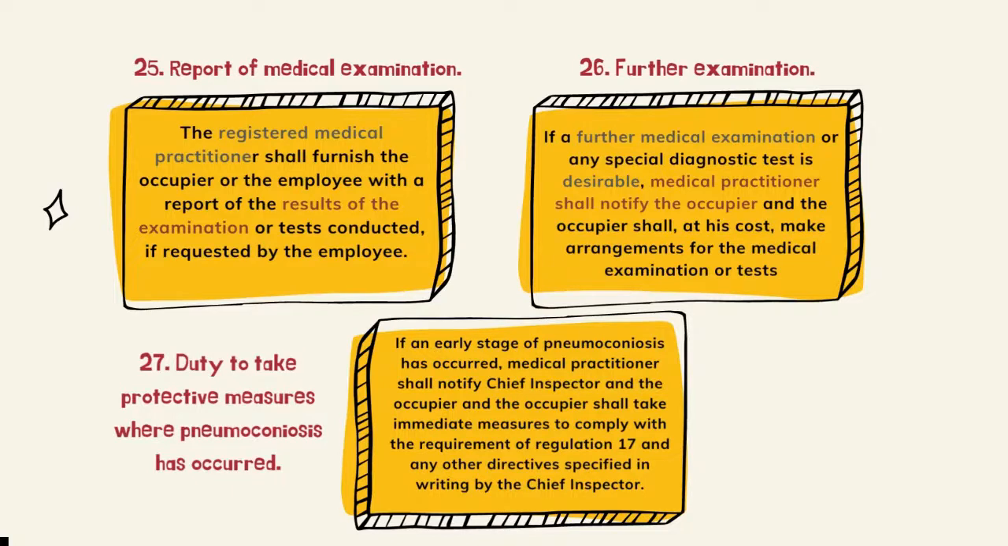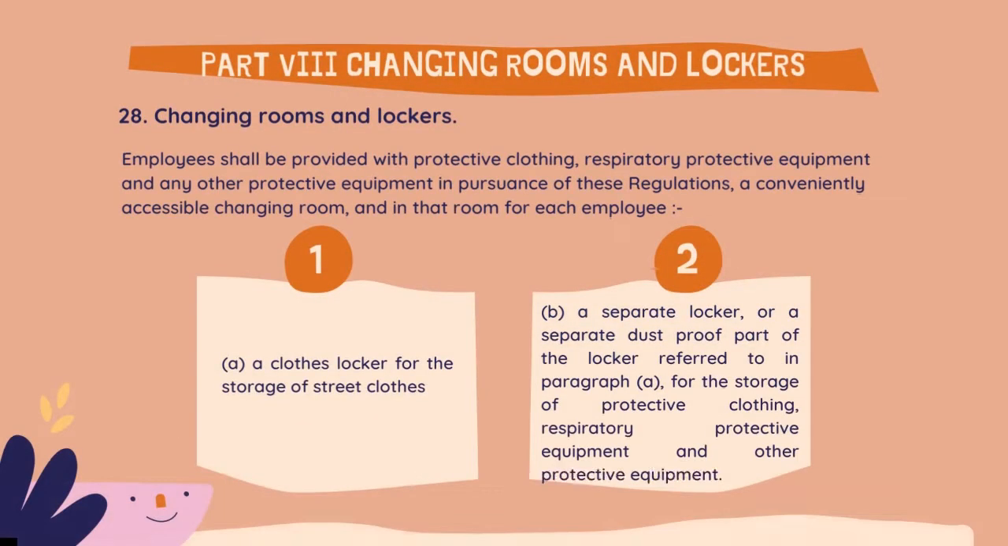Regulation 27, Duty to take protective measures where pneumoconiosis has occurred. If an early stage of pneumoconiosis has occurred, the medical practitioner shall notify the chief inspector and the occupier. The occupier shall take immediate measures to comply with the requirements of Regulation 17 and any other directive specified in writing by the chief inspector. Let's move on to another part.